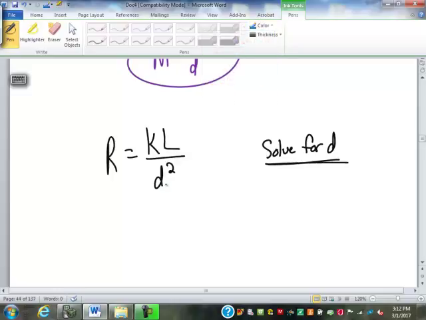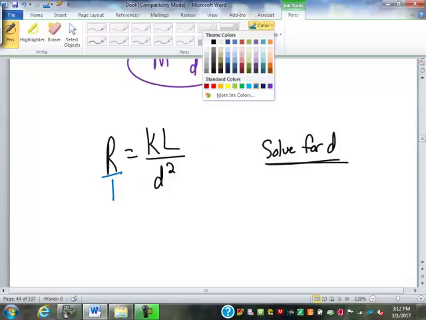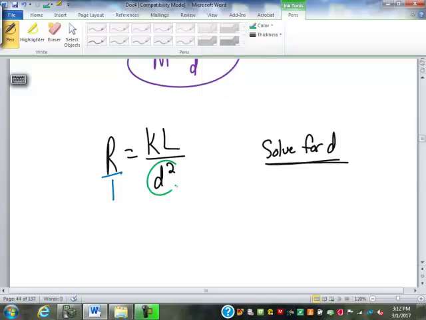Well, since d is on the bottom of a fraction, the easiest way to solve this is to make it a proportion. So I'm going to make it into a proportion like that. I'm going to treat the d as though it isn't there. And I do have to remember it's not just a d right now, it's a d squared. So I'm going to cross multiply this way.